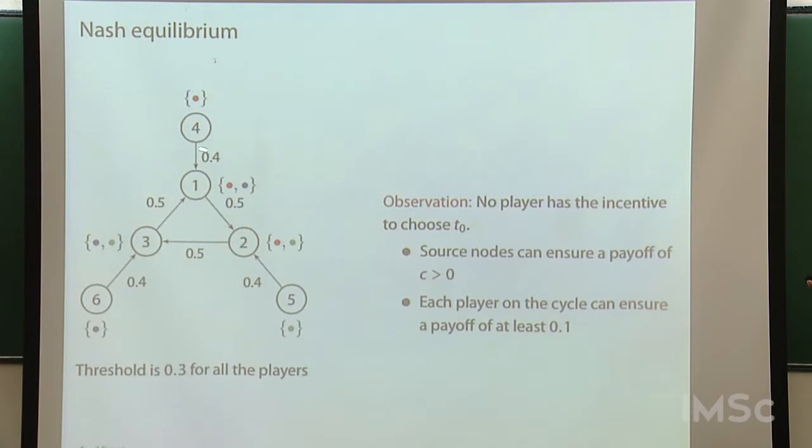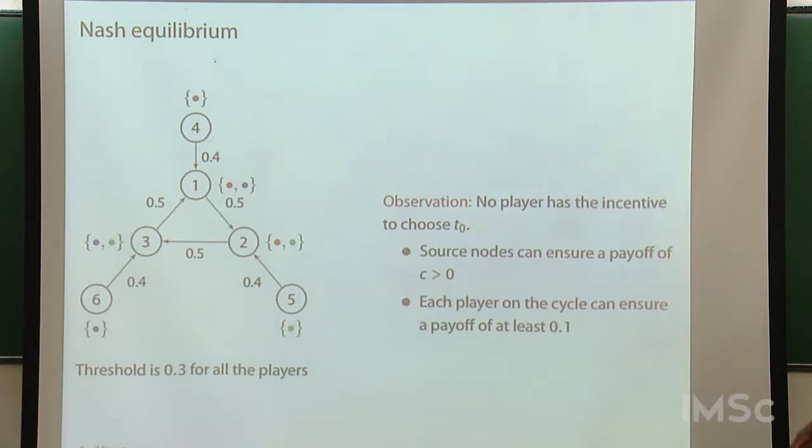First observation is that the source nodes 4, 5 and 6 have no incentive to choose T naught, right? Because if they choose T naught, you get 0, otherwise some positive constant. Okay, so we are only worried about what is the product chosen by these 3 nodes 1, 2 and 3. Each node in this cycle also has no incentive to choose T naught. Why is that? Because by just associating themselves with the source node that they are connected to, they can ensure a positive payoff, right? So T naught is not an option in this network at all.